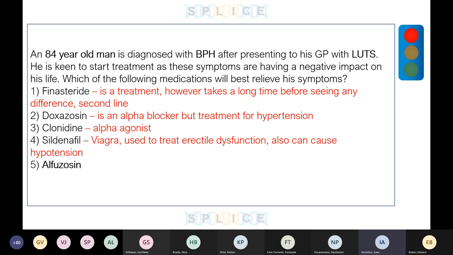Doxazosin is used for hypertension. Clonidine is an alpha agonist. Sildenafil is Viagra, not for the treatment of BPH. But basically, if you guys know that you give alpha blockers and 5-alpha reductase inhibitors, you guys are doing well. And TURP is a surgical management.